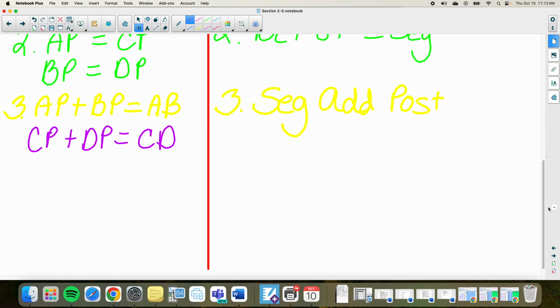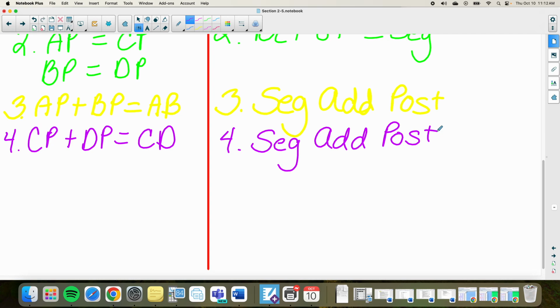Now, that is also segment addition postulate. So you could leave that with step 3, or you could do an extra step 4 and call that segment addition postulate 2. Either way is absolutely fine.